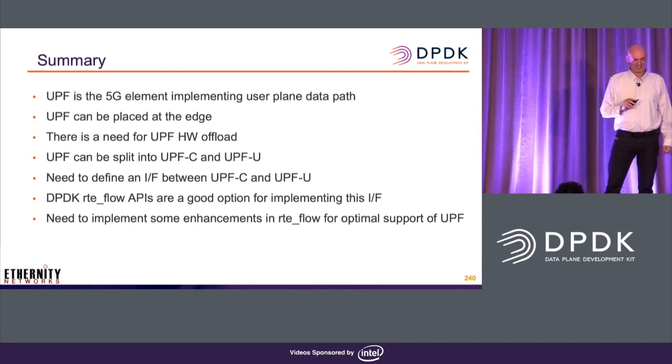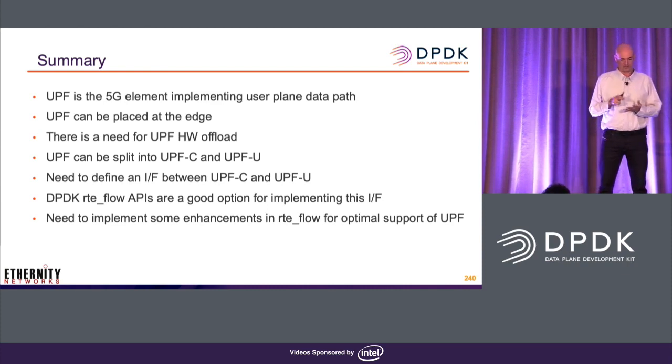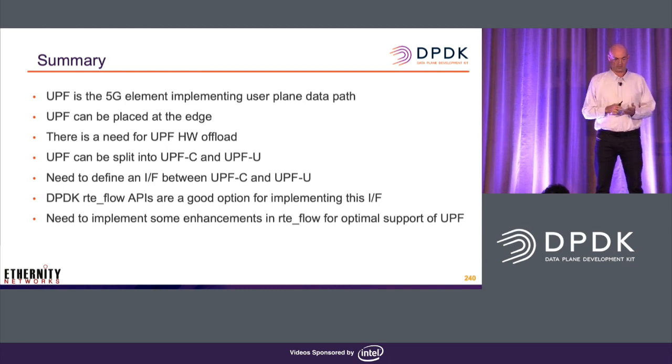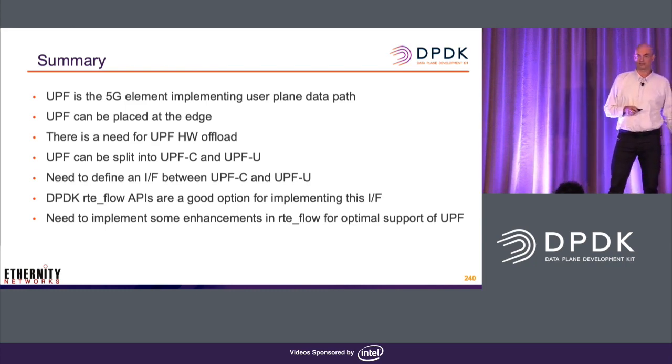Summary, oh, sorry. Last slide. So what did we learn? UPF is a 5G element. It can be placed at the edge, and this is the choice right now. There is a need for hardware offload. It's been acknowledged by many carriers right now, and we think that DPDK RTE flows can solve this. And there are some modifications or enhancements that can be done for RTE flow to match the needs for UPF.